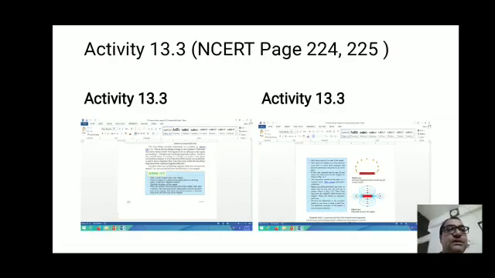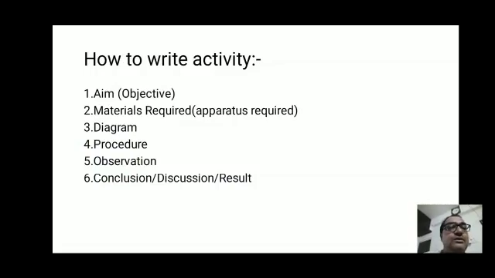Now students, you know how to write this activity. You have to write the aim of the activity and which materials are required. You mention all the apparatus or material required for this particular activity. You draw the diagram. If one diagram is there, you draw one diagram. If two diagrams are there, you draw two diagrams. Then you write the procedure, observation, and finally the result. This way we can continue with this 13.3 activity.